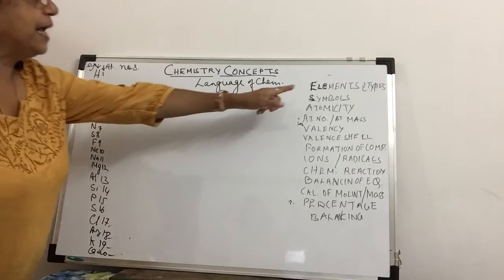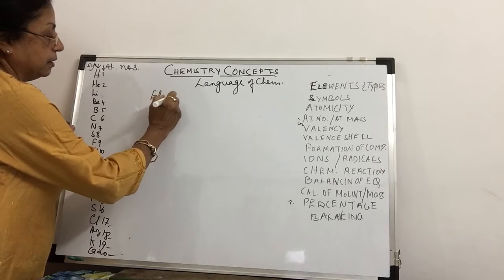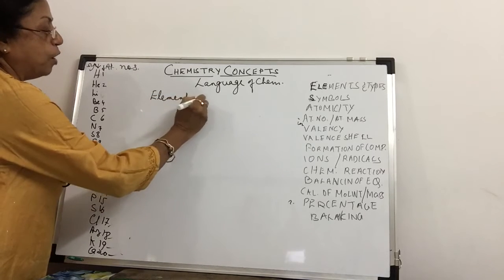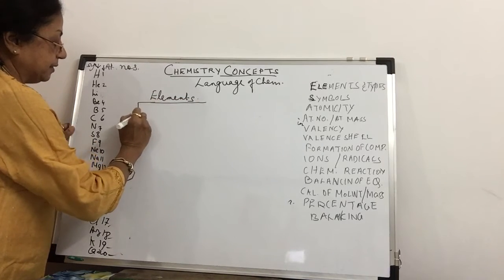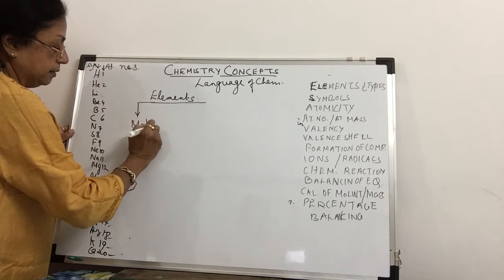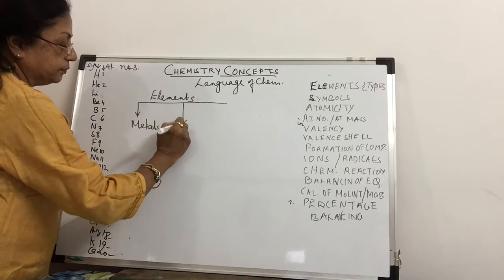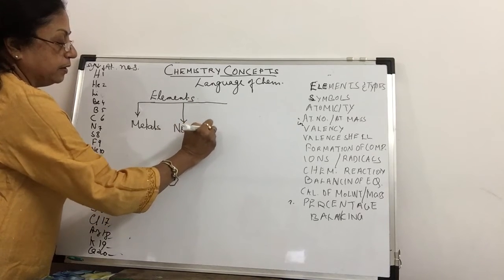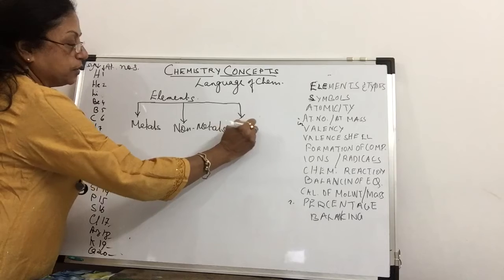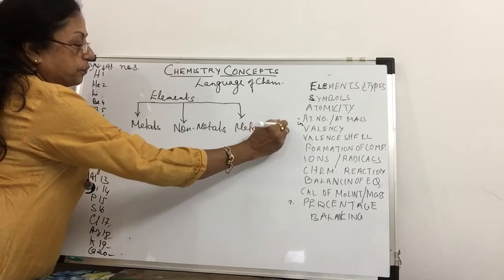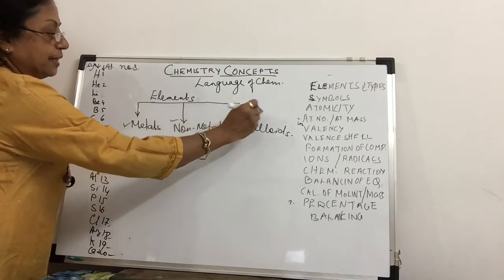After that, elements are of how many types? They are metals, non-metals, and metalloids. So these things we are going to study one by one: metals, then non-metals, and the metalloids.